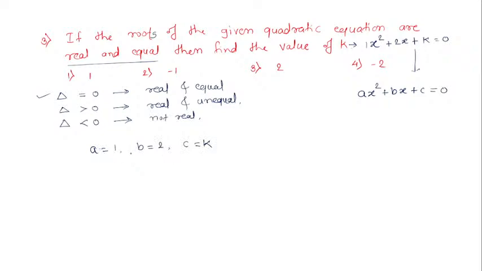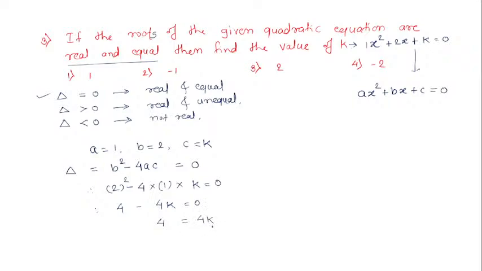Once we have the values of a, b and c, we can find the discriminant delta, and the formula is b square minus 4ac. Since the roots are real and equal, b square minus 4ac, that is delta, must be equal to 0. Now we substitute the values of a, b and c. First we need b square. The value of b is 2, so that's 2 square minus 4 times k, equal to 0. Transferring minus 4k to the right hand side, it will be plus 4k.